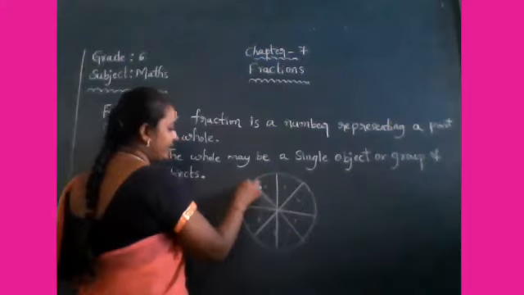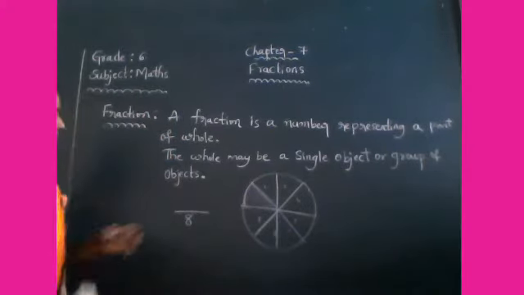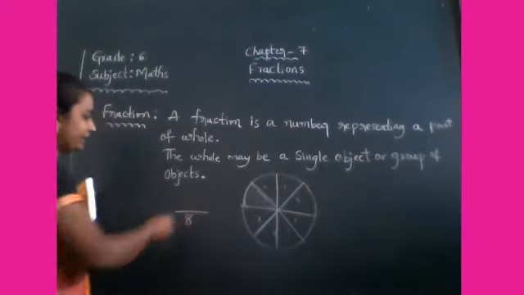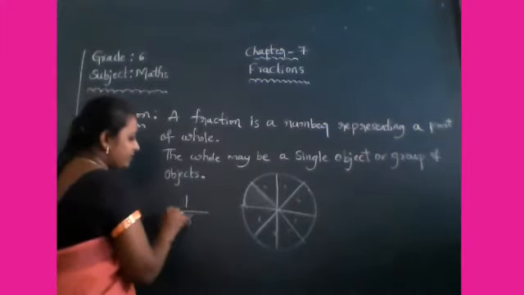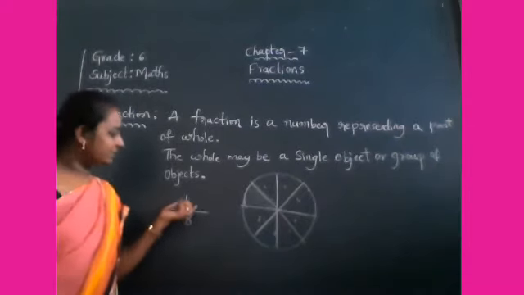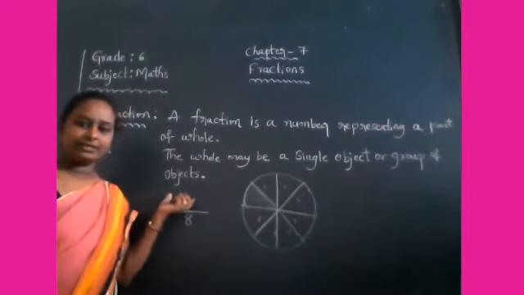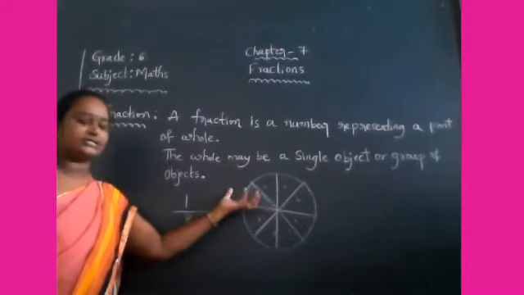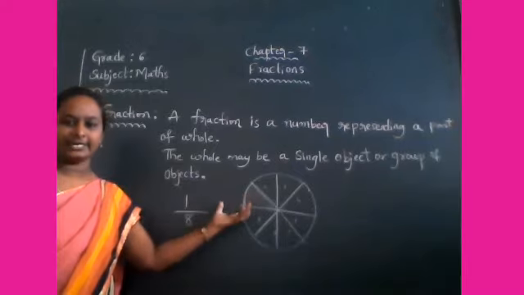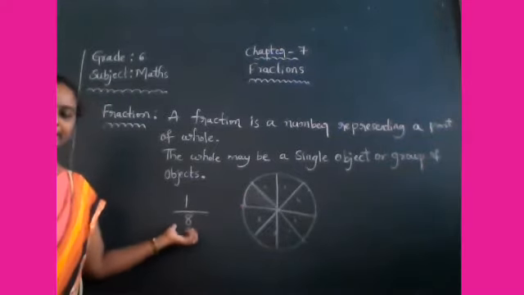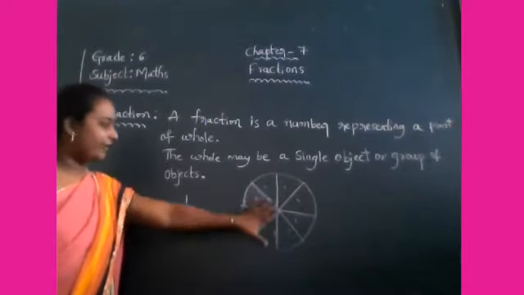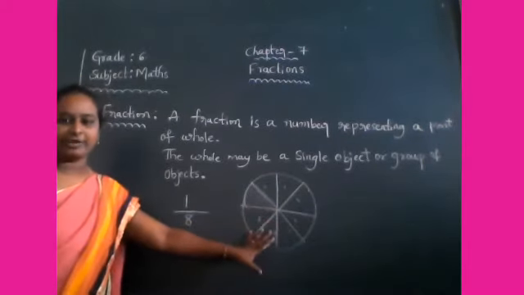So numerator, how will you write here? The number of parts shaded, that one you have to write in the numerator. So then it gives 1 by 8 fraction. So here you have to remember, 1 is the numerator. It tells us the number of parts taken or the number of parts shaded. And what does the denominator tell? The number of parts into which the circle is divided.